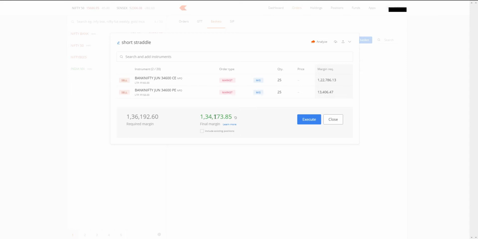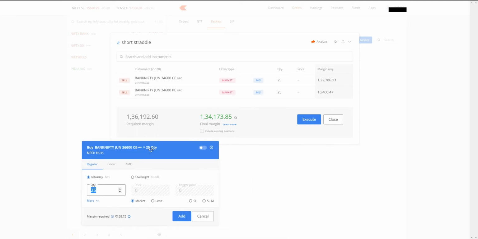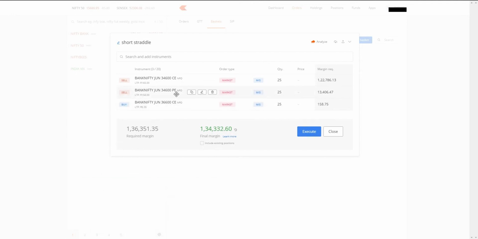If you don't have this margin and you need to reduce it further, what you can do is buy far away OTM, both call and put. Consider 34,600 plus 2,000 points, which would be 36,600 C. You can just buy that. Make sure to buy only with a market order, because Zerodha doesn't allow you to buy far OTM with a normal order. So make it a market order and place it. And one more order should be a far away OTM PE.